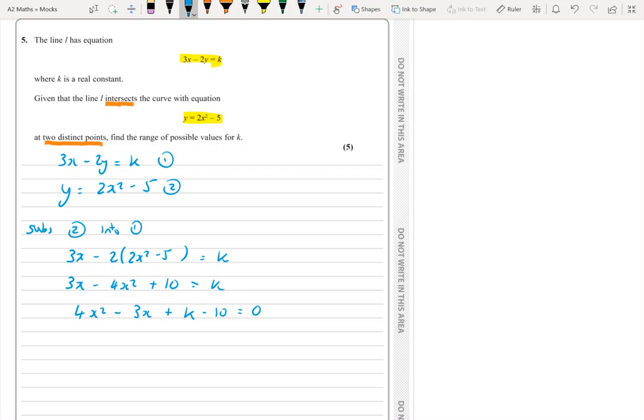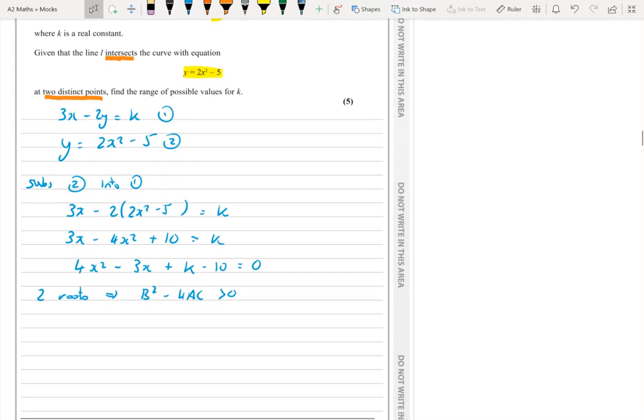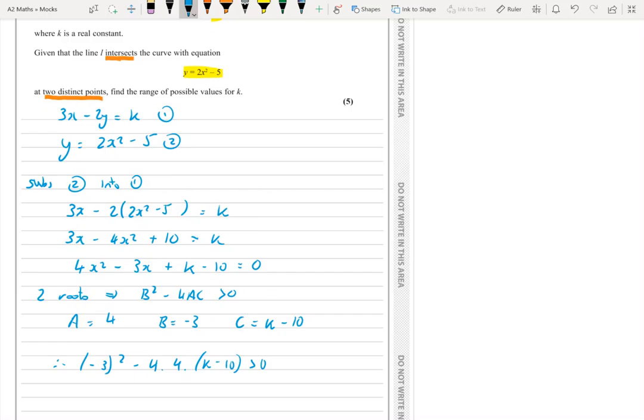So this is a quadratic equation in x. It will hopefully have 2 roots. That's what the question wants. But it only has 2 roots if its discriminant is positive, so if b squared minus 4ac is positive. Let's quickly summarize what a, b, and c are. From our quadratic, a is 4, b is negative 3, and c is that numerical expression at the end, k minus 10. So therefore, we want b squared minus 4 times a times c to be greater than 0.